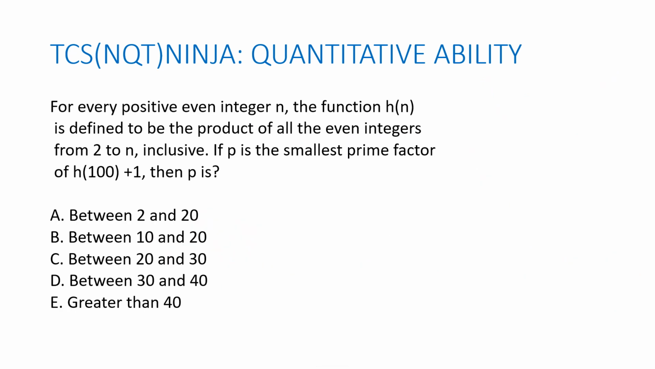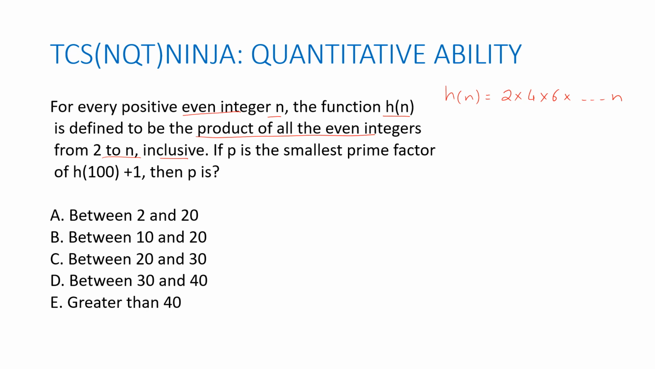Coming to another interesting question, which is based on a very simple concept, but the concept is used in a little complicated way. So let's read the question. It says for every positive even integer n, the function hn is defined to be the product of all even integers from 2 to n inclusive. So what does it mean? It says hn is going to be the product of all even integers starting from 2, so it is going to be like this till even integer n.